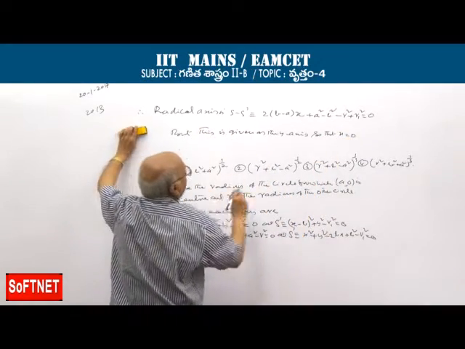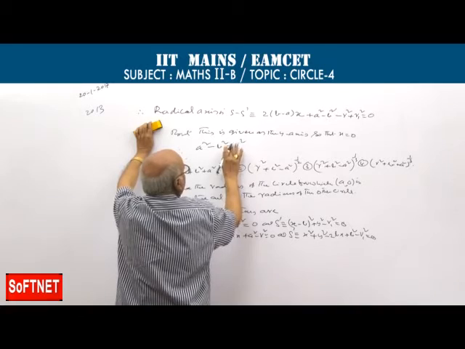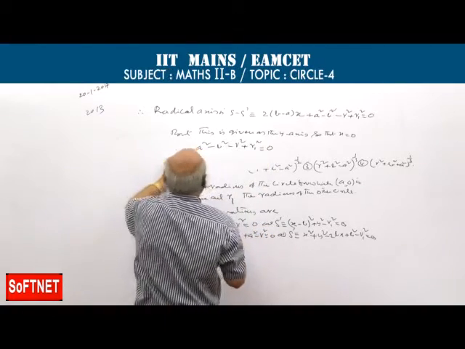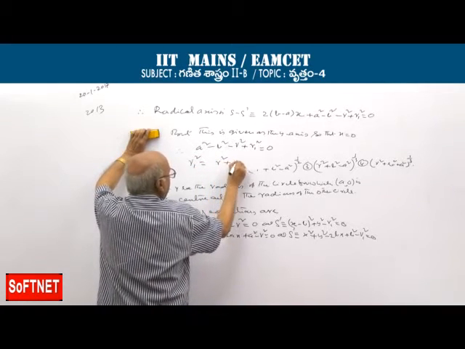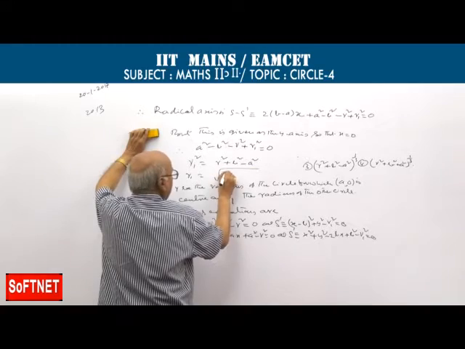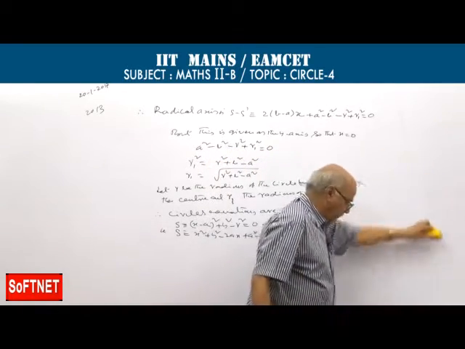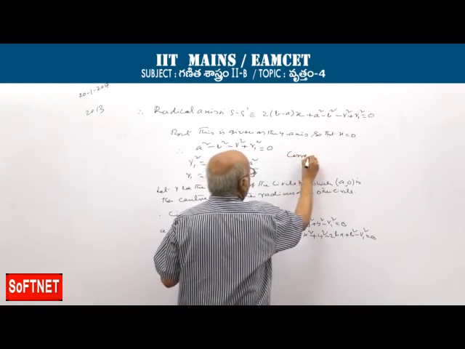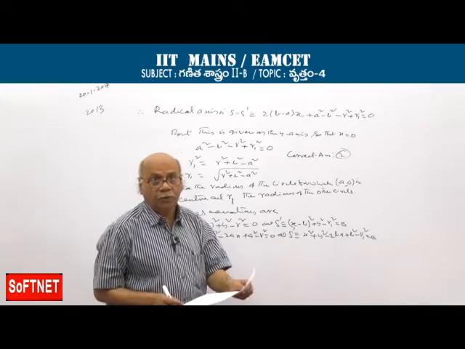So when x is equal to 0, a square minus b square plus r square minus r square plus r1 square is equal to 0. Which gives you that r1 square is equal to r square plus b square minus a square. So r1 is equal to root over r square plus b square minus a square. So the correct answer is option number 2, r square plus b square minus a square whole to the power of 1 by 2.